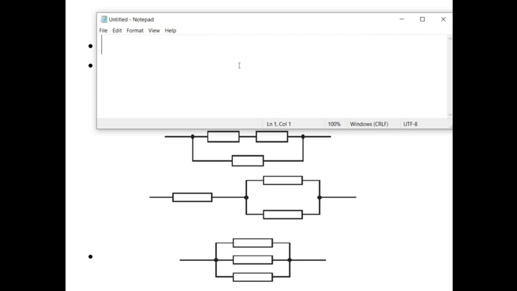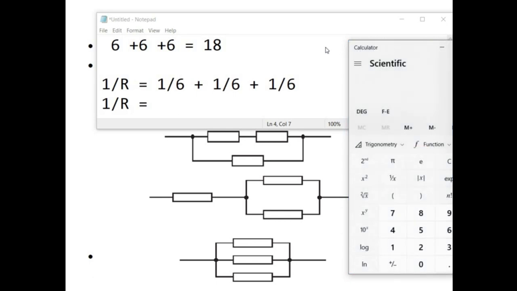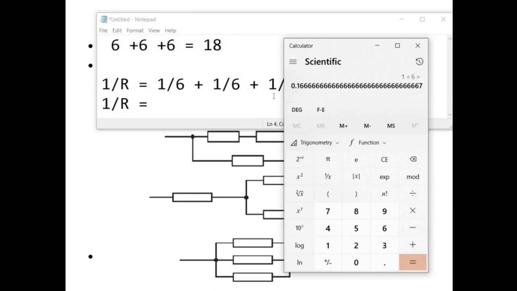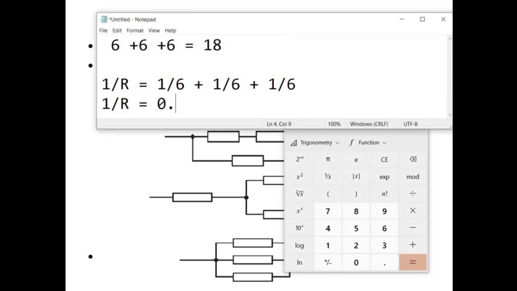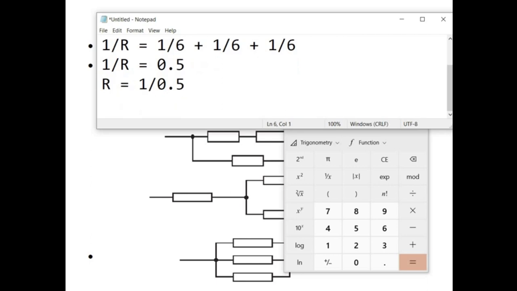You connect 3 resistors in series of 6 ohm each, you get 6 plus 6 plus 6, 18 ohms. And when you connect them in parallel, the formula is 1 upon R equals 1 upon R1, that is 6, plus 1 upon 6 plus 1 upon 6. So 1 upon R comes out to be 0.5. Let's cross multiply it and bring R above, so R would become 1 divided by 0.5. So R would come out to be 2 ohms.